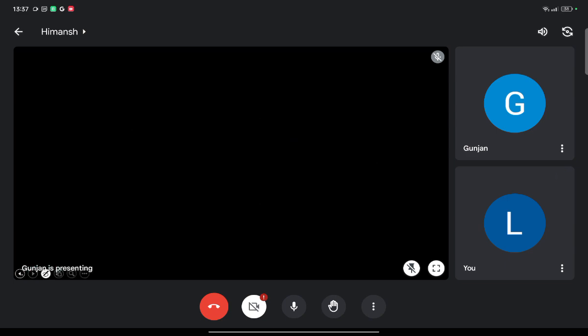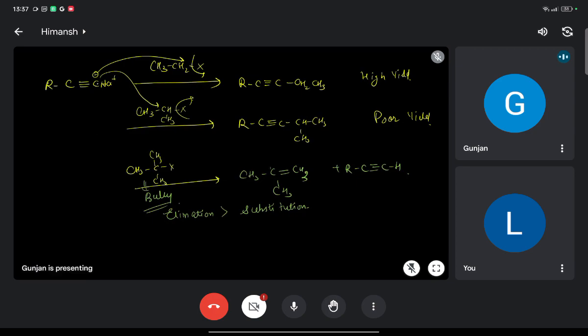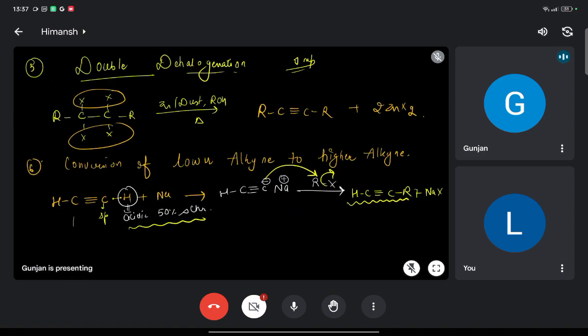And all these reactions are only possible because these are terminal alkynes, so they have acidic hydrogen. Remember, we can do this reaction with terminal alkynes only. A terminal alkyne will do this reaction because it has an ending hydrogen, not having any other group with it.